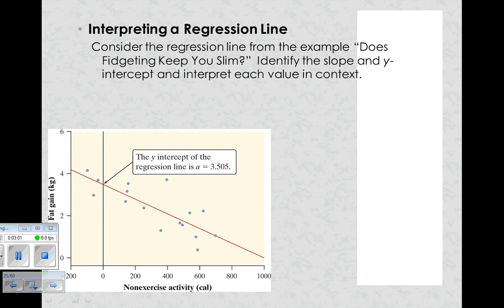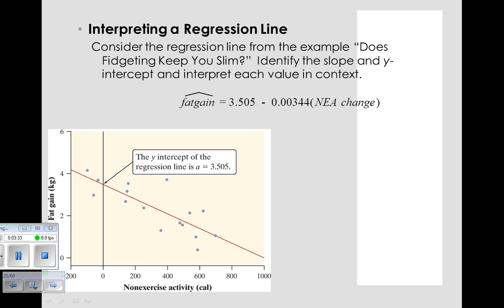All right, so consider the regression line from the example. Does fidgeting keep you slim? Identify the slope and y-intercept and interpret each value in context. All right, so here I can see the y-intercept is about 3.5. So it means that the non-exercise activity would give me about a fat gain of 3.5 if I had 0.